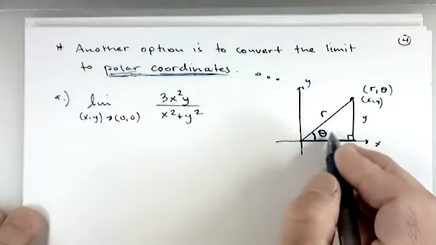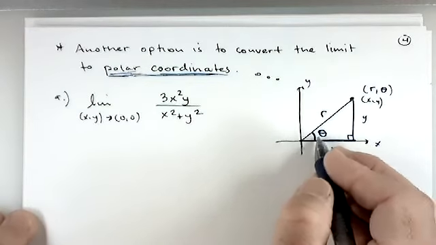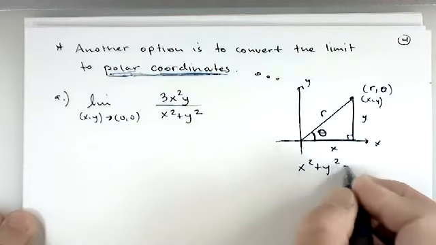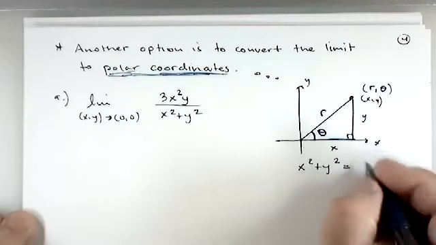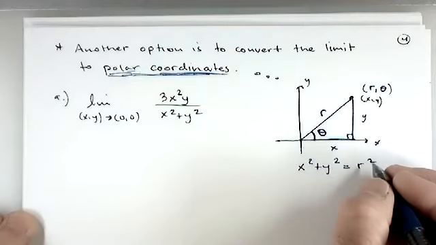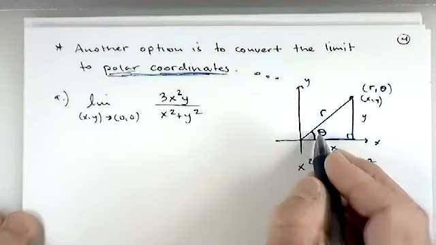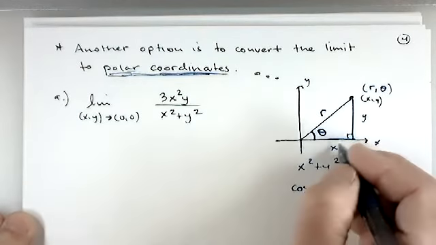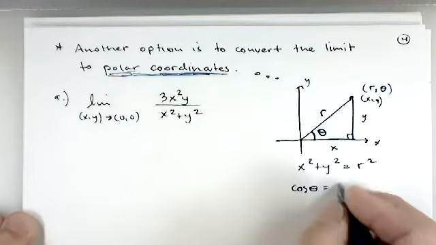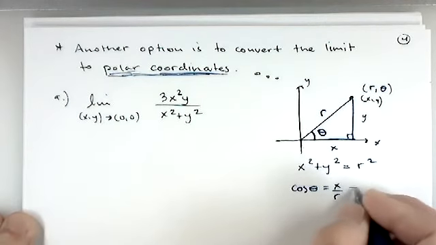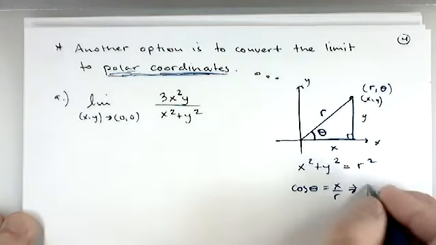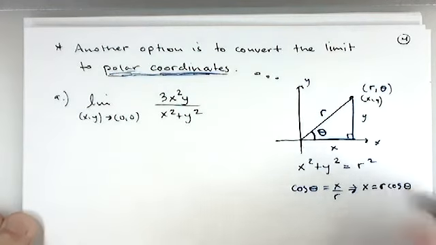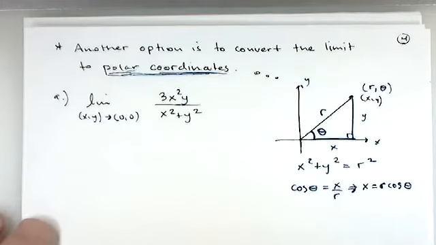And there are some important conversions with polar coordinates. For one thing, just looking at this picture, by the Pythagorean theorem, x squared plus y squared would have to equal r squared. The cosine of theta equals adjacent over hypotenuse, x over r. So if I wanted a replacement for x, x is equal to r cosine theta.